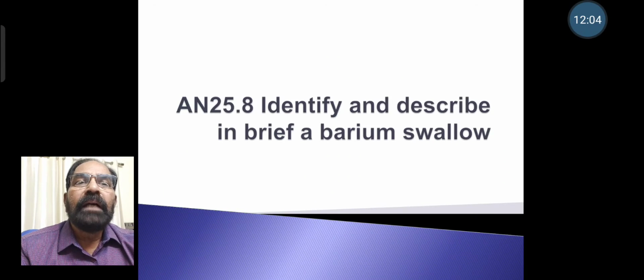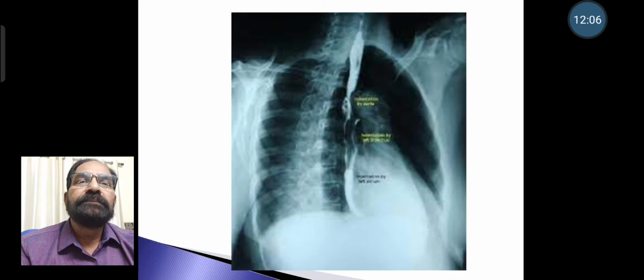Then barium swallow, another competency. So in the picture you can see the X-ray picture of the barium shadow or barium swallow, where you can see the different constrictions of the esophagus. That is starting with the left bronchus, then arch of aorta.